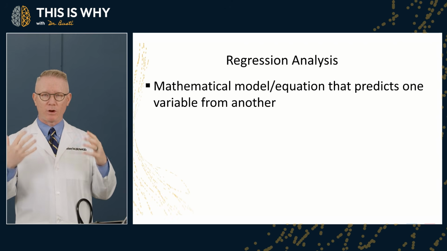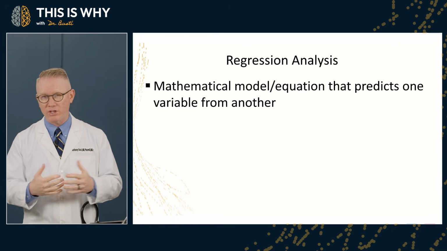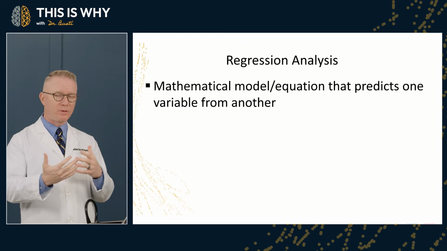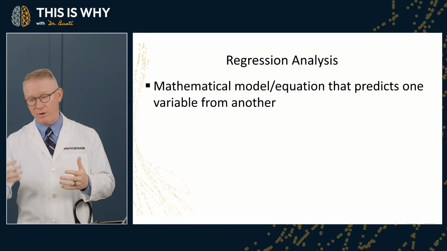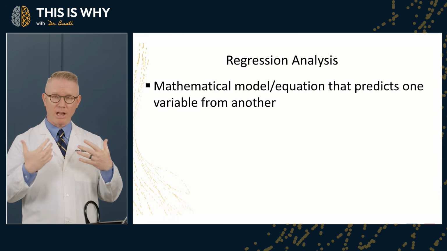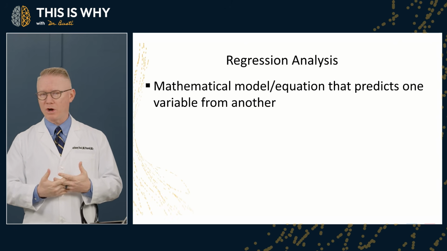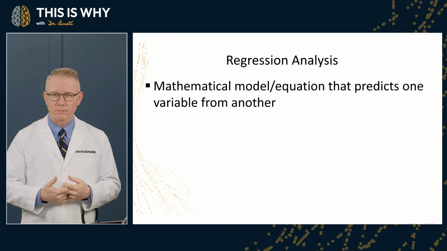And so when you think about regression analysis, it's a mathematical model, an equation that predicts the influence of one variable, an association, on another variable, especially as it changes potentially. All right? And you're going to hear from me a lot of words that sound a little confusing. I'm just going to say that up front.